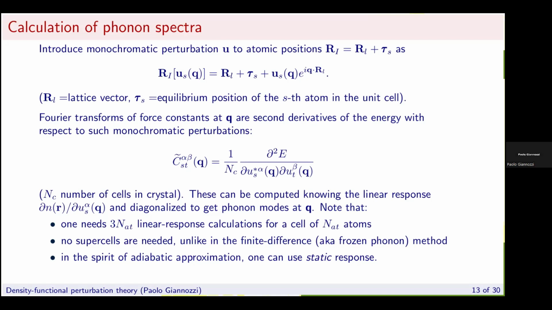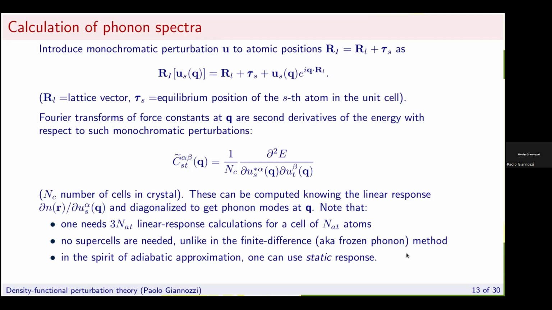For the entire phonon spectrum at the given wave vector, we need as many linear response calculations as 3 times the number of atoms, because there are basically 3 times the number of atoms in the unit cell different perturbations, different lambda. So 3 polarizations, 3 Cartesian directions, and displacement for each atom.